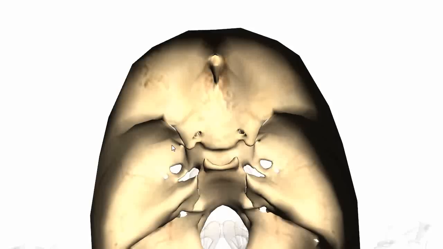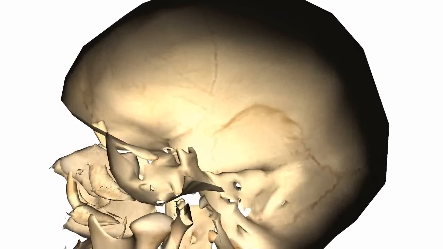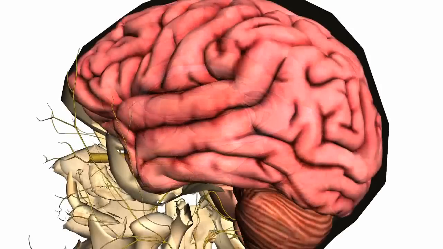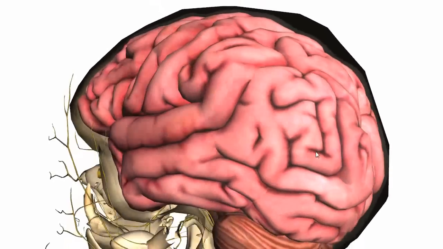So just where I showed you the greater wing, which is lateral to the body of the sphenoid, you've got these depressions, and this is where the temporal lobe of the brain sits. So I'll just show you where the temporal lobe sits. So this is just lateral to the body over here, and if I bring in the brain, you can see how it sits in that depression lateral to the body.